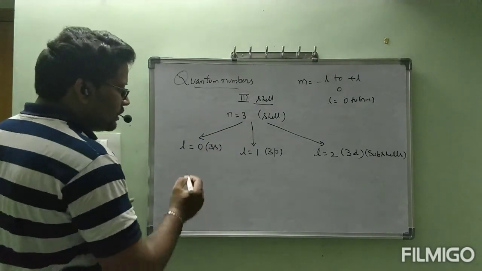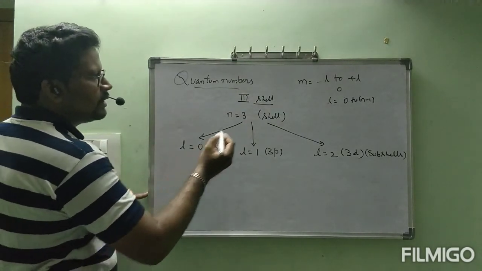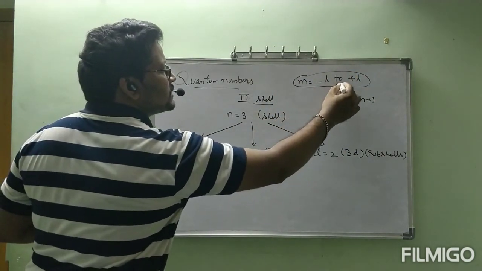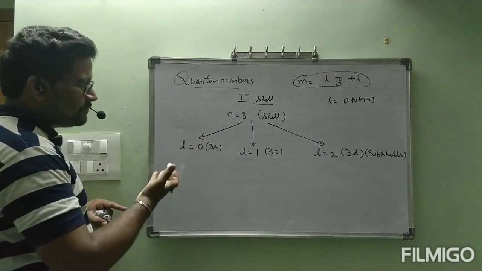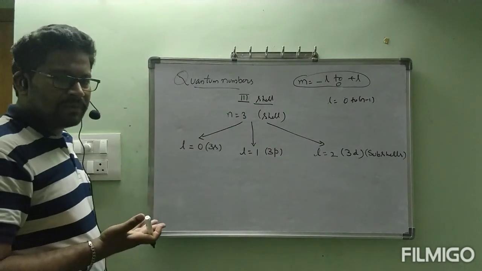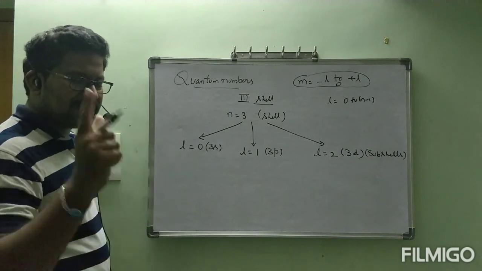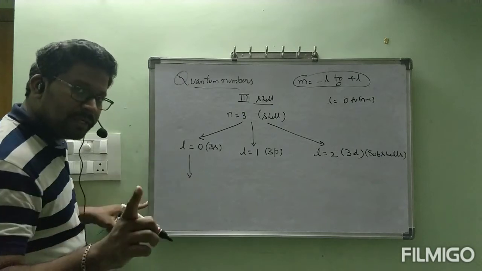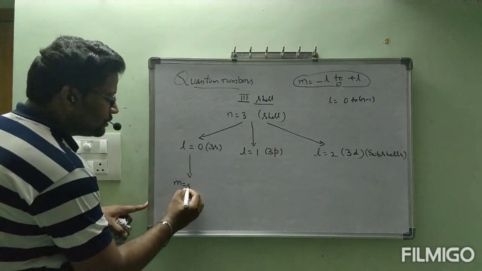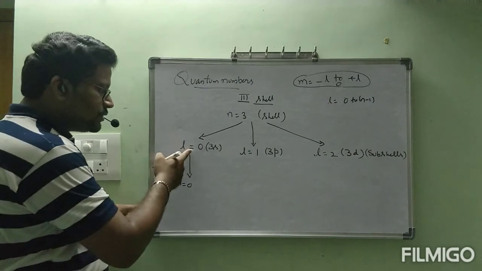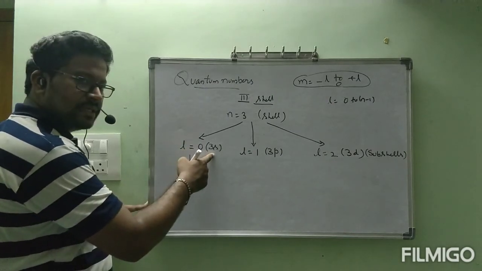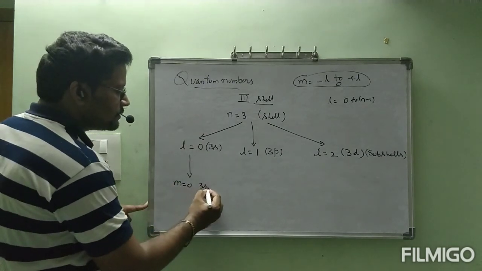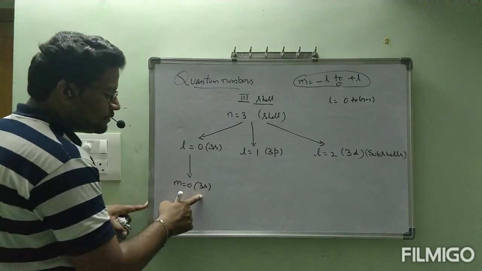Okay, next. L is equal to 0. What are the m values? m values are minus L to plus L including 0. 0 has no negative and no positive values. Correct or not? It has only 0. That's why L is equal to 0 has one orbital, that is m is equal to 0. L is equal to 0 means 3s. The subshell has only one orbital, that is m is equal to 0, named 3s only.